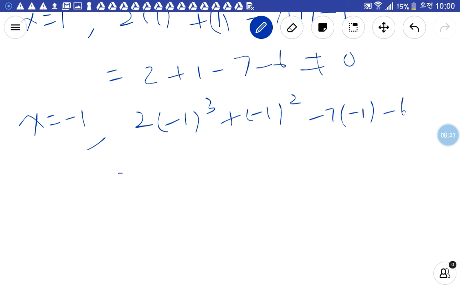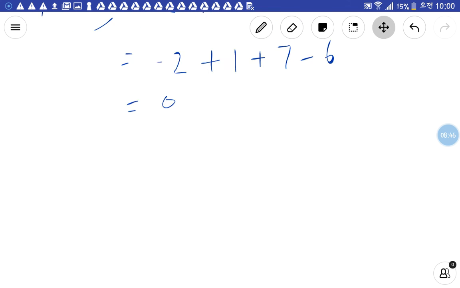So this one, I got negative 2, because negative 1 cubed becomes negative 1. And then I have positive 1, positive 6, and minus 6. Okay, 1 plus 7 becomes 8, and negative 2 and negative 6 make negative 8. Oh, okay, there will be 0, which means I can use my negative 1 to factor this one fully, so that I am able to find the rest.